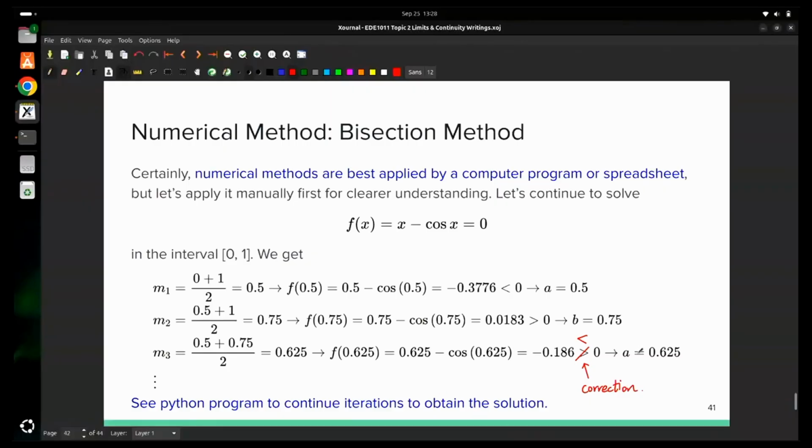So you can see that my interval A to B gets less and less. That means it gets smaller and smaller. So after A is assigned, you notice that the interval is just 0.625 to 0.75. So it keeps on squeezing towards the root. Of course, I can do this for multiple number of times. So this is the manual calculation.